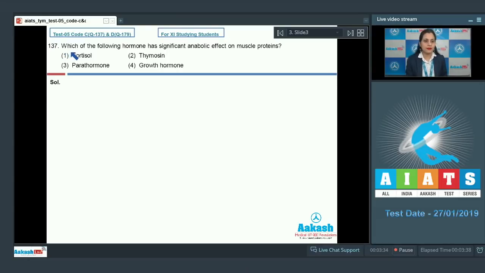Question number 137. Which of the following hormones has a significant anabolic effect on muscle proteins? And the options are cortisol, thymosin, parathormone and growth hormone. And the correct answer to this question is option number 4, that is growth hormone.